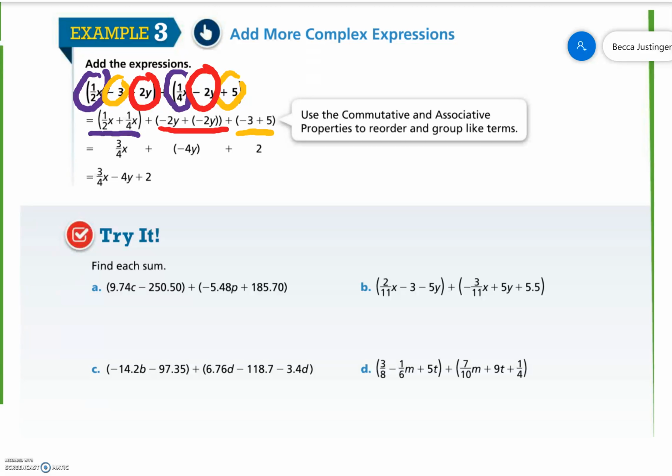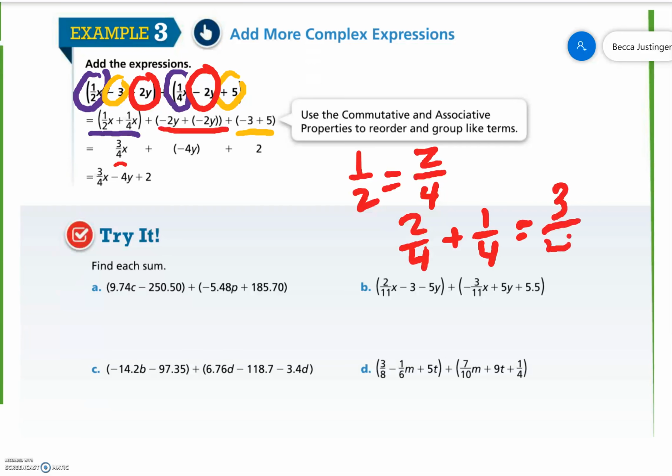So now that I've used the commutative property to join them all together, I can add 1/2 plus 1/4 is 3/4 because 1/2 is equal to 2/4. So 2/4 plus 1/4 gives me 3/4. Then -2y plus -2y is -4y. And -3 plus 5 is 2. So here's our final answer.